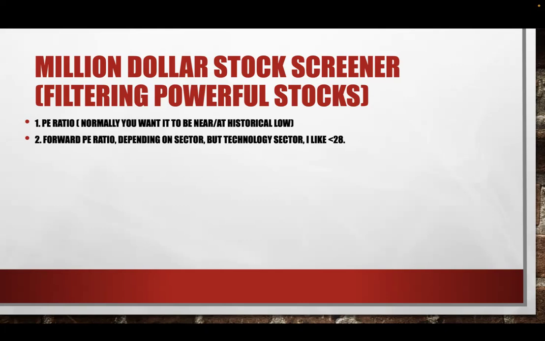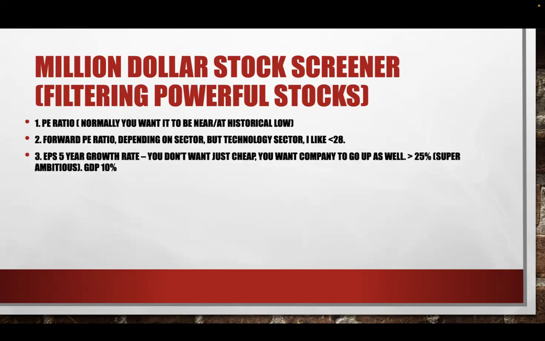So you want to choose something, for technology stocks because they have a very high growth rate, I like it to be lower than 28. Really not more than that. If it is more than that, wow, I either make my profit and then run away. I wouldn't hold it for too long because I know it's about to crash. It's too expensive already.